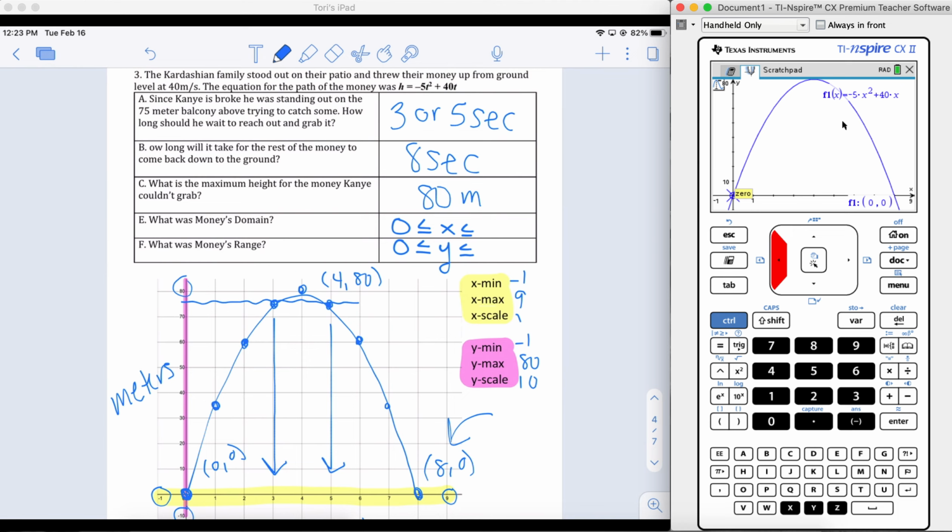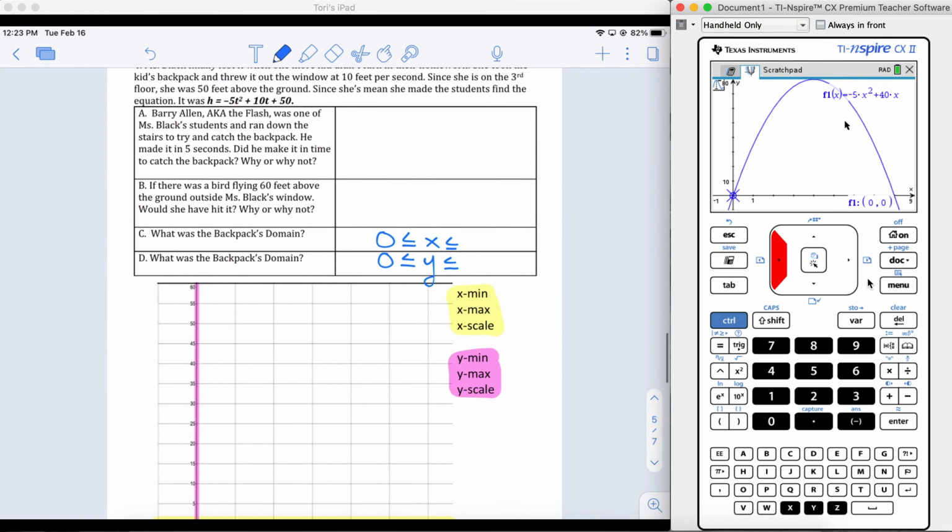Domain is from 0 to when it hit the ground, so that's this 8 number. And range is 0 to the maximum height, so that's the 80 number. Okay, all right, we have everything we need for this question, so if you'll pause it, copy down anything you missed. Let's go to number 4.